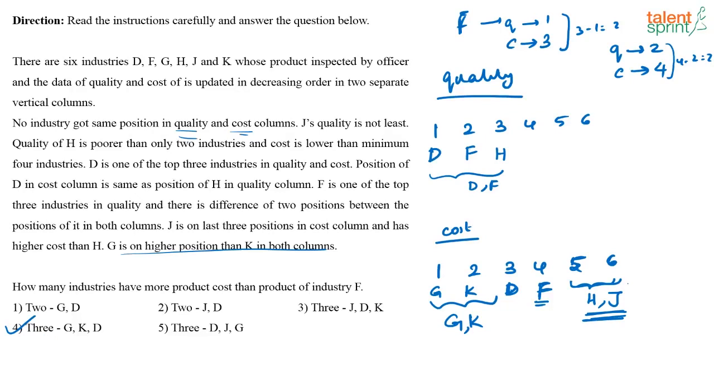See, ideally I feel for this question there could have been 1 or 2 more sub questions. Quality of H is poorer than only 2 means that other than these 2, everywhere else quality of H is higher, right? That's what it means. So here, this is the highest quality I have taken and this is the lowest quality. So the quality of H is poorer only than D and F. Quality of H is higher than these 3. I hope it is clear. That's what it means. So for this question, the correct answer would be option 4, that is 3, G, K and D.